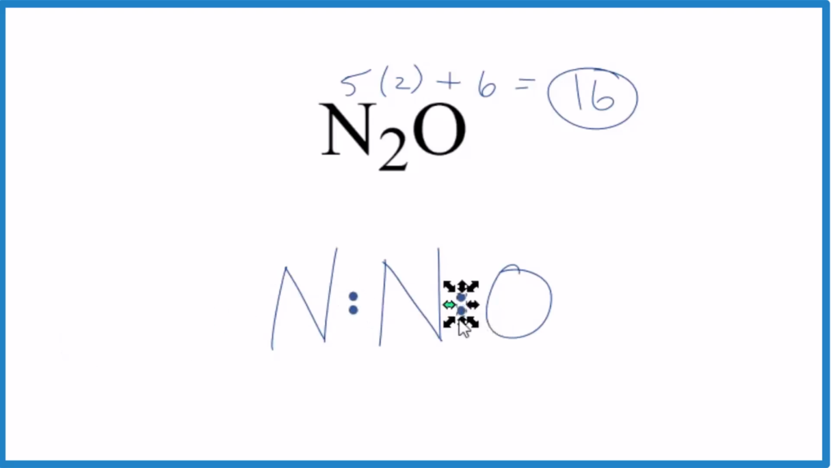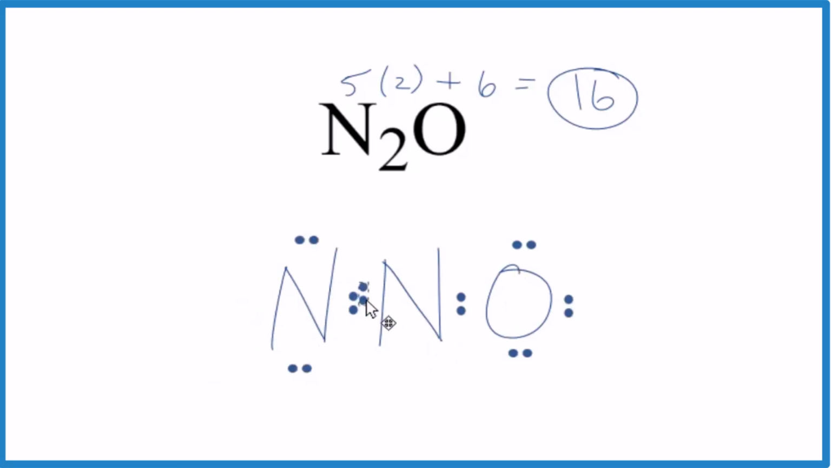So we've used up 2. We have 12 more. Complete the octet on the oxygen. We've used 10, so let's complete the octet on this nitrogen. 10, 12, 14, and then 16. But you can see the central nitrogen does not have an octet.